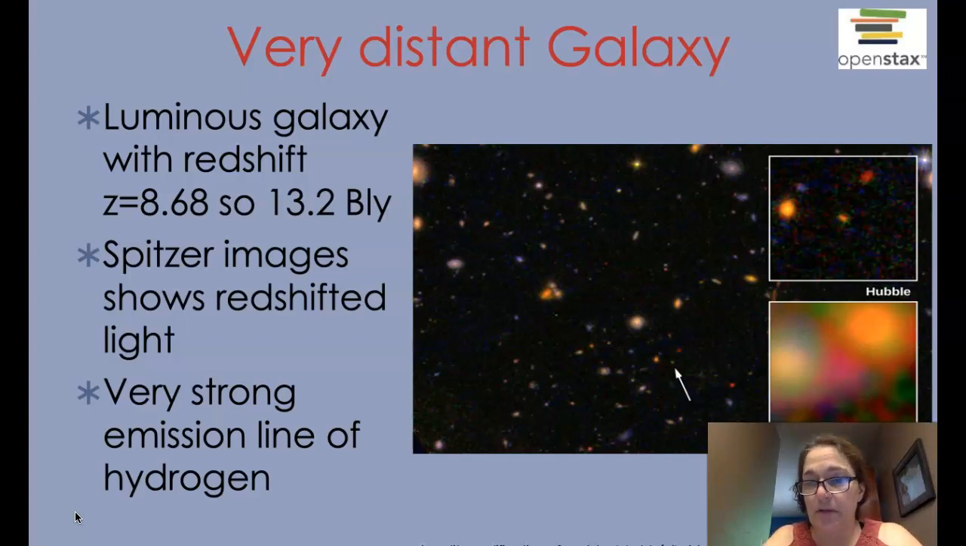If we look at the Spitzer image down here at the bottom inset that's red, yellow, and orange, the red portion here is from this particular galaxy, very strong emission line of hydrogen, which makes sense because 13.2 billion years ago, the stars would have been very young. You have to remember, our universe is only 13.4-ish, maybe 5 billion years old.